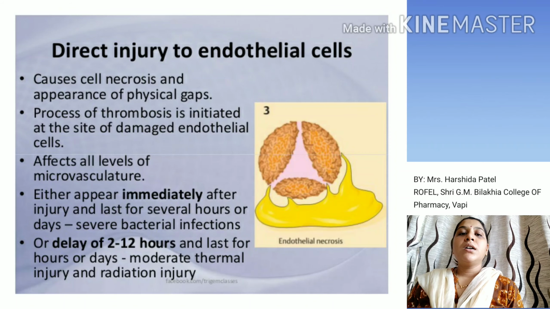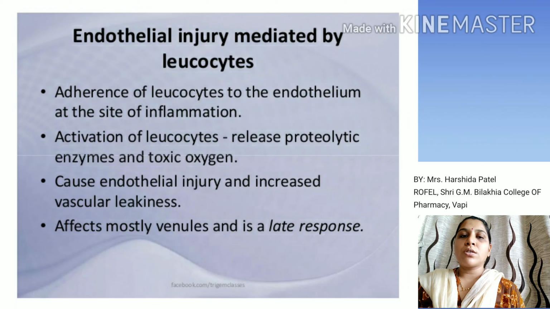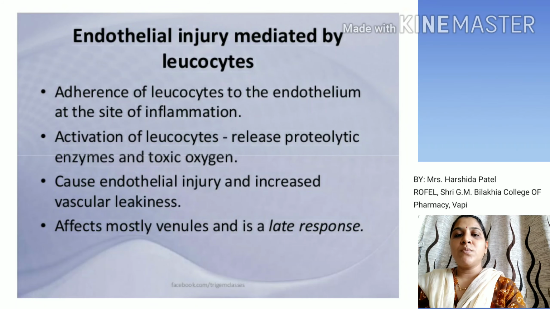The next mechanism is endothelial injury mediated by leukocytes. Here also there will be injury to the endothelial cells, but it will be mediated by the leukocytes. When leukocytes adhere to the endothelium at the site of inflammation, the leukocytes get activated. When these leukocytes are activated, they release proteolytic enzymes and toxic oxygen species. These proteolytic enzymes and toxic oxygen cause injury to the endothelial cells and increase vascular leakiness. This mostly affects the venules, and it mainly has a late response.